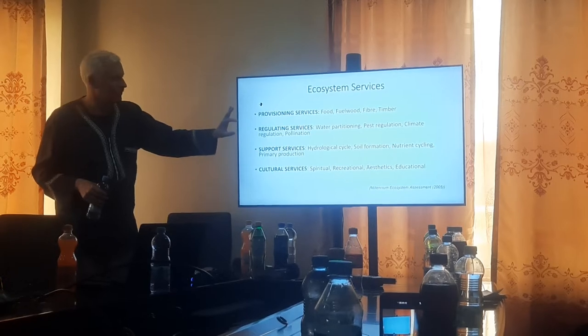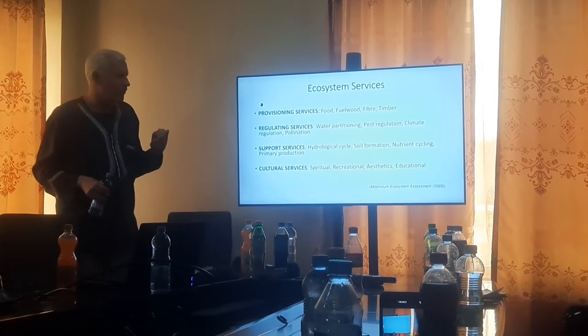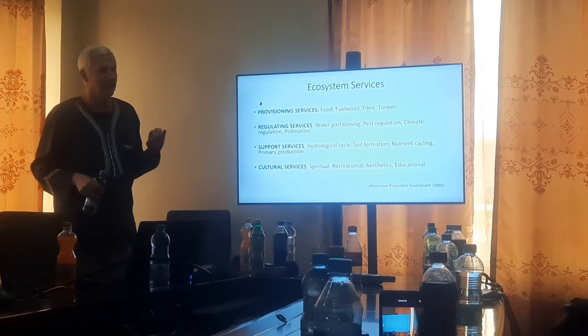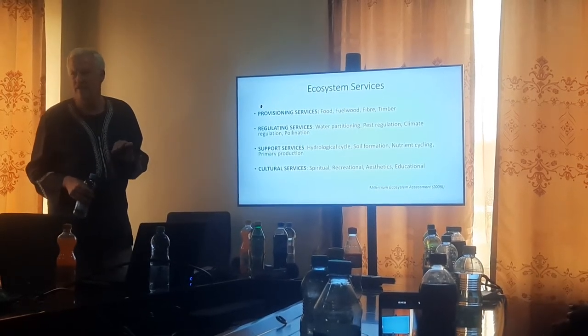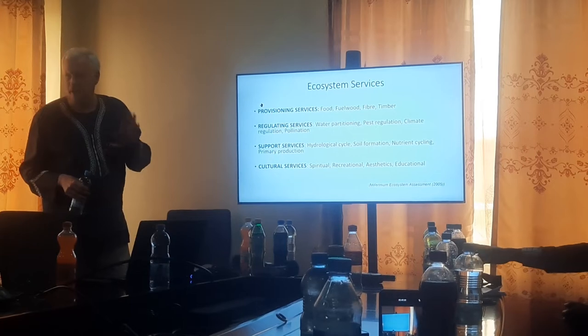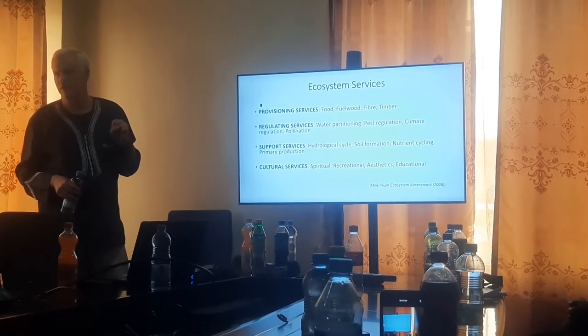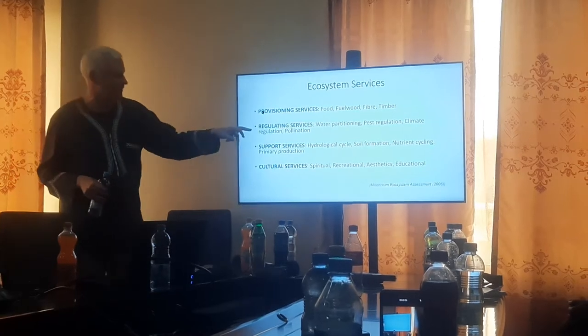Regulating services: water partitioning, pest regulation, climate regulation, pollination. Can you put a price on that? Much more difficult. Yes. But if you take them away, you cry, because everything else depends on this.